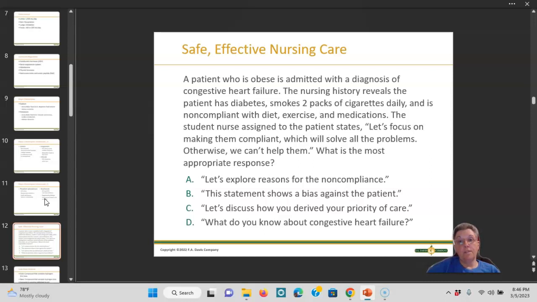Let's explore reasons for the noncompliance. This statement shows a bias against the patient. Let's discuss how you derived your priority of care, or what do you know about congestive heart failure?